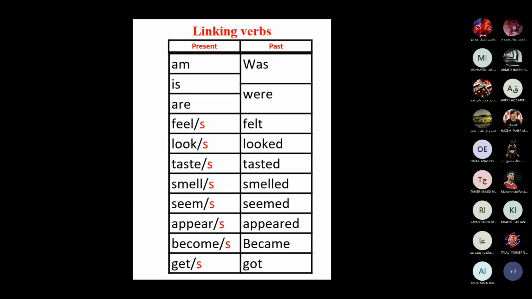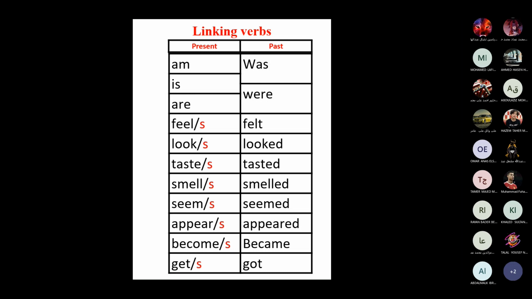Those verbs make a link between, or join, the subject with the word or other words in the sentence. The meaning of those verbs, like feel, don't think that feel is about feeling and emotions. No, never, okay? The meaning of those verbs, especially feel, look, taste, smell, seem, appear, become, get, and their past forms, is like am, is, are, was, were. When I say I feel tired, pay attention to that. I feel tired means I am tired. It's not about the feeling.